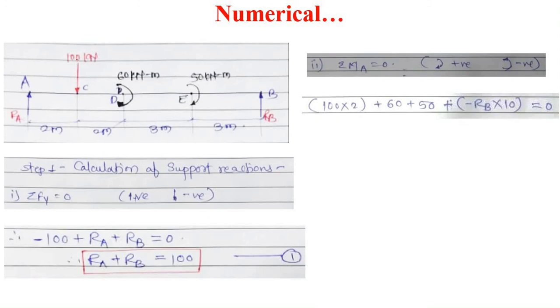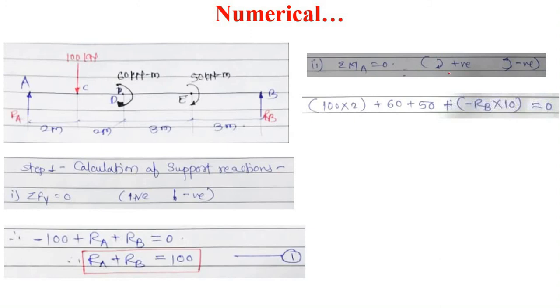So therefore this 100 into 2 meter, 100 into 2. Then again here the moment at D is given, as well as the moment at E, 60 kilonewton meter and 50 kilonewton meter respectively. Both these moments are in clockwise direction, so we will add these two moments.